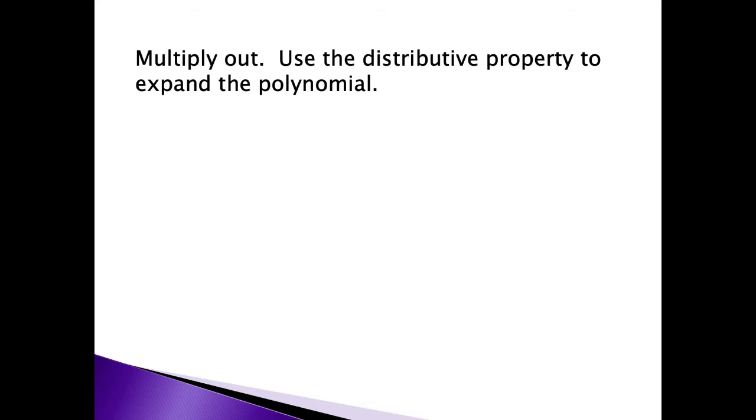Next, we want to multiply out using the distributive property to expand this polynomial. Now, here's the thing. I do not use, quote, FOIL, first, outer, inner, last. I don't use it because a lot of students, depending on what your background is, weren't taught it. So what I teach you is the distributive property. So you have 2 parentheses multiplied together.